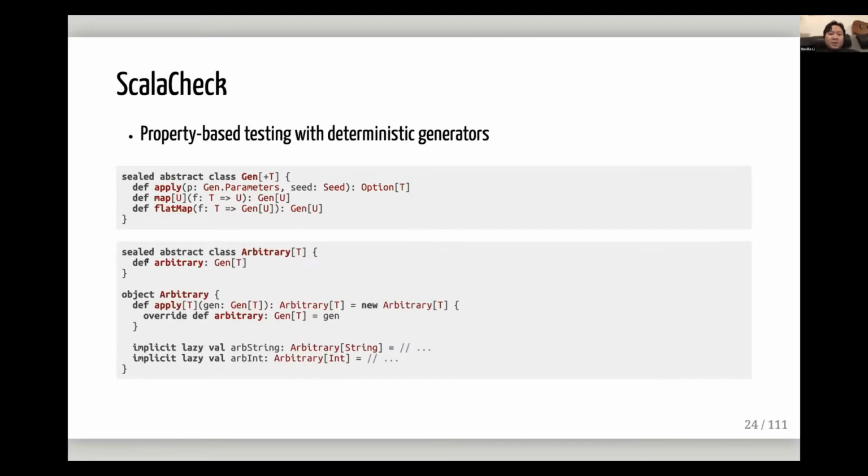And in ScalaCheck, generators are wrapped in this type Arbitrary, which has a lot of implicit instances. So Arbitrary of String, Int, List, and so on and so forth. These are provided by the library.